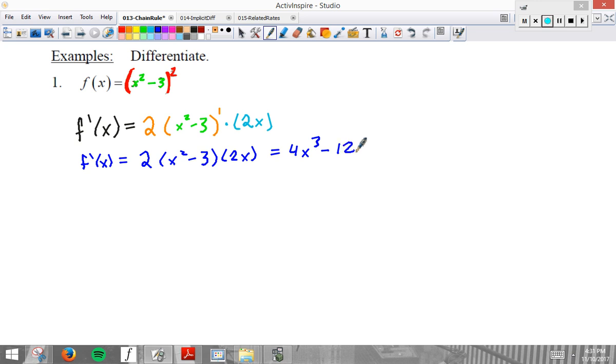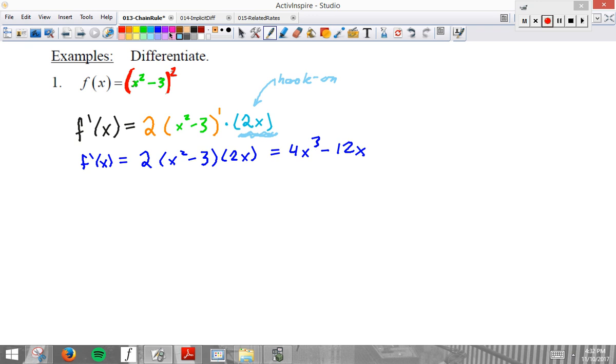Minus 12x. Okay? So just to be clear, that's what we're calling a hook-on. It got multiplied on. That's a hook-on. It's really important to pay attention to the hook-ons. You don't have to label them every time, but I'm just trying to draw your attention to it for what will come in 2 chapters from now.